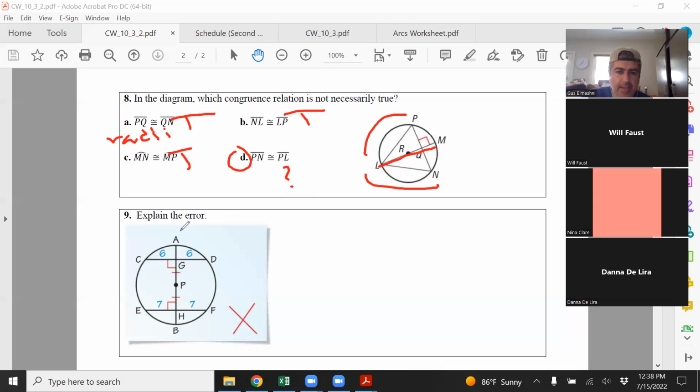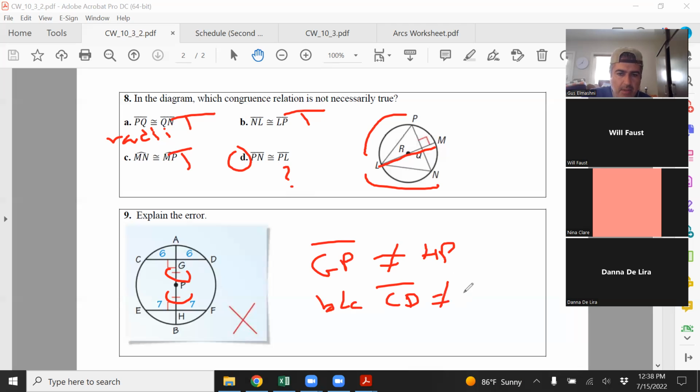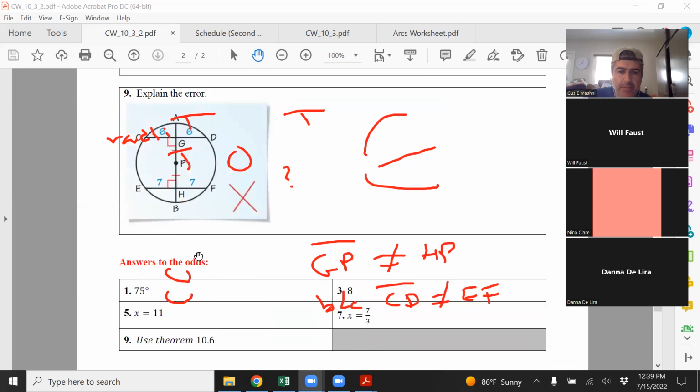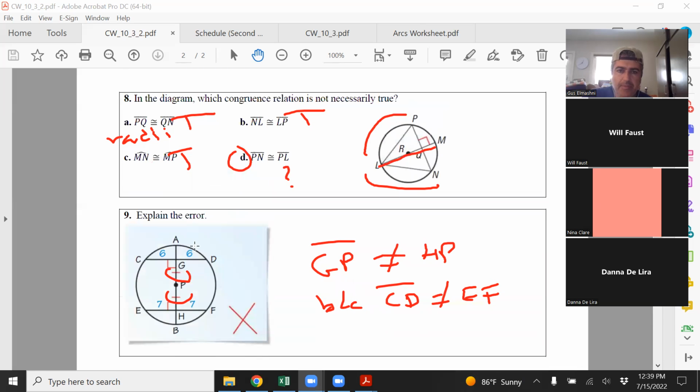And then 9, those are not the same. So the error is that GP is not equal to HP because CD is not equal to EF. If CD and EF were the same, then you could say GP and HP are the same, but we can't say that at all. So that's what's going on with that one.